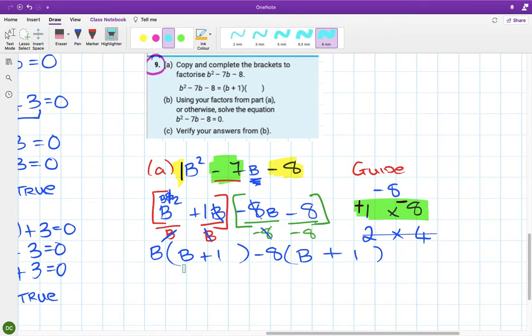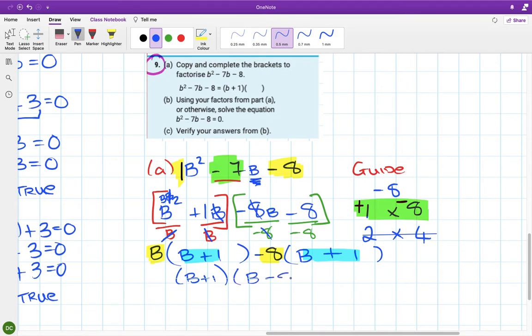Next, you have to check, do your brackets match? And they do. So I write down my b plus 1. And then I have to write down the factors in another bracket. So b minus 8.